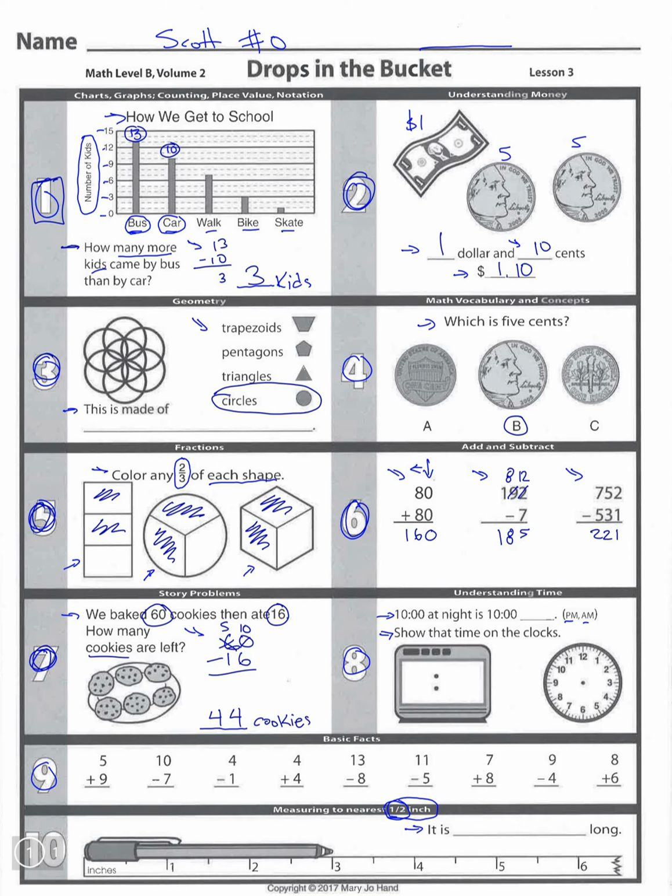44 cookies left. All right, number 8, 10 o'clock at night is PM, past the middle of the day. That's what it stands for. And then 10 o'clock. I always like to start with my minute hand, goes all the way up, touches the outside. And then that 10 is going to point directly at the 10. Draw a little arrow, something like that, 10 o'clock.